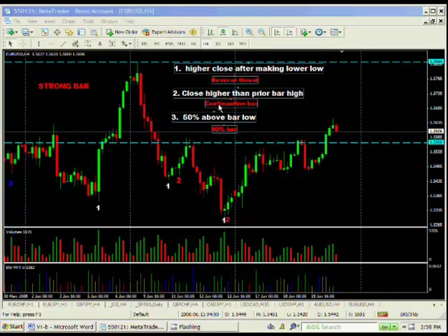Then the continuation bars, they're number 2 on the chart. You want to see a higher high and a higher close than the previous bar. You see this bar number 2, see how it made a higher high than number 1 here? Then it also closed higher than the high of bar 1. So it made a higher high and a higher close. That tells you that the up move that started with bar 1 has enough strength and power to continue.